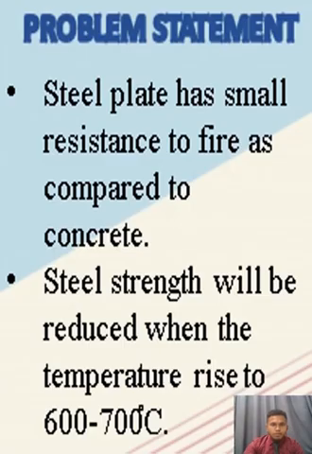Steel plate is very flexible, but there are disadvantages. Steel plate has small resistance to fire as compared to concrete. Steel plate strength reduces when the temperature rises to 600 to 700 degrees Celsius. There are also extensive fireproofing costs involved as steel is not fireproof. At elevated temperatures, steel loses its properties. This can be detrimental to the overall structure.